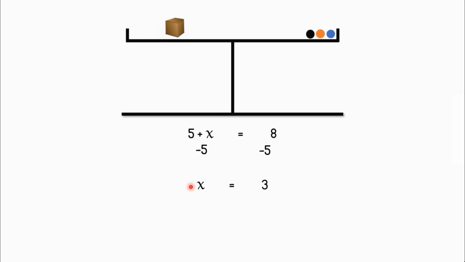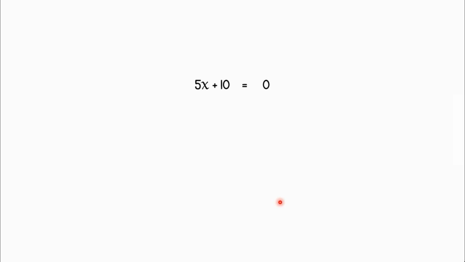We get x equals 3. 8 minus 5 is 3, and 5 minus 5 gives us only x over here. So now we can see that this box is in balance with only 3 balls. So we know that this box is the same thing as 3 balls. Or mathematically, we can say x equals 3, or box equals 3. Perfect.